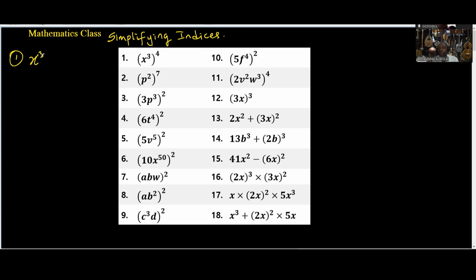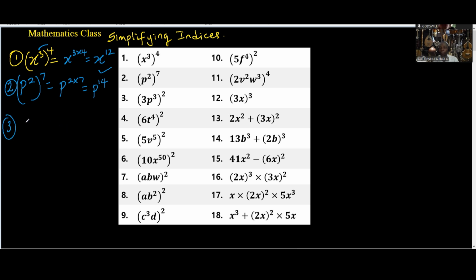When you have x raised to power 3, also raised to another power, what you would do is to multiply the powers, okay? This becomes x raised to power 3 times 4, and this becomes x raised to power 12. Is that clear? Yes, sir. Then number 2, p squared raised to power 7. What do you think that should be? p raised to power 2 times 7, right? And that's p raised to power 14.